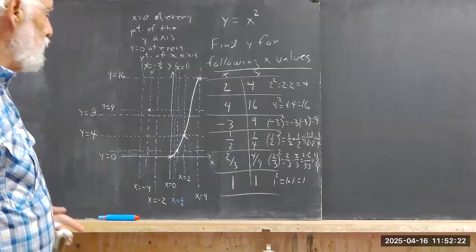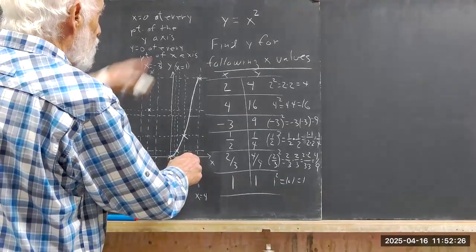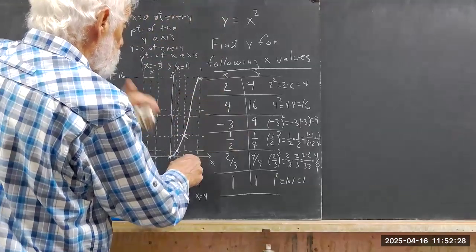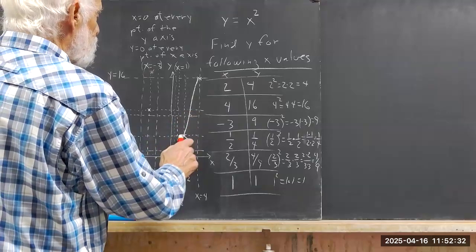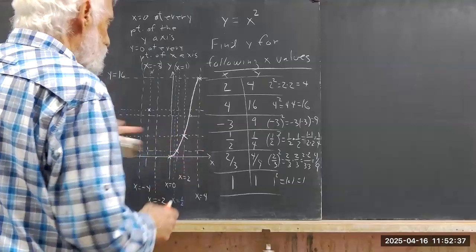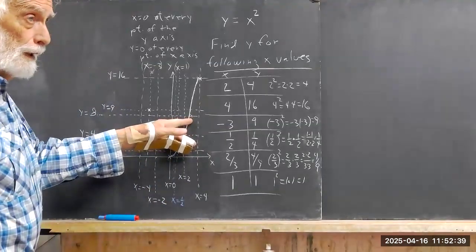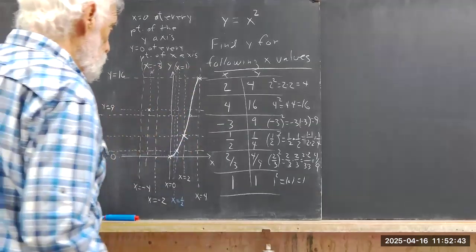Then we notice that if x was 3, y would have to be 9. Just like -3 gives you 9, 3 would certainly give you 9, which would give us a point about here. So my curve should have been a little further this way. I should have included the point (3, 9), but I kind of missed it. If I'd had that point, I'd have probably drawn a better curve.